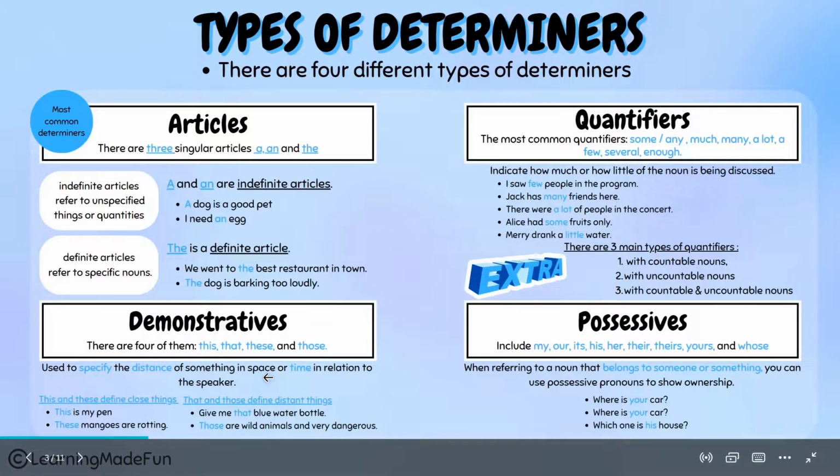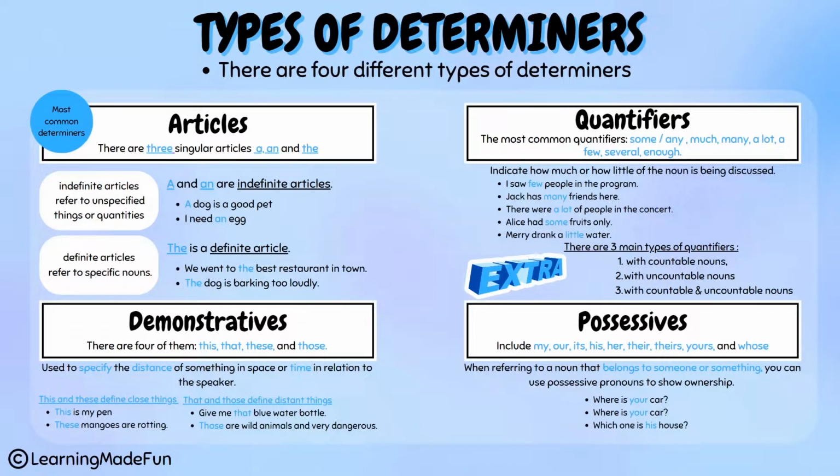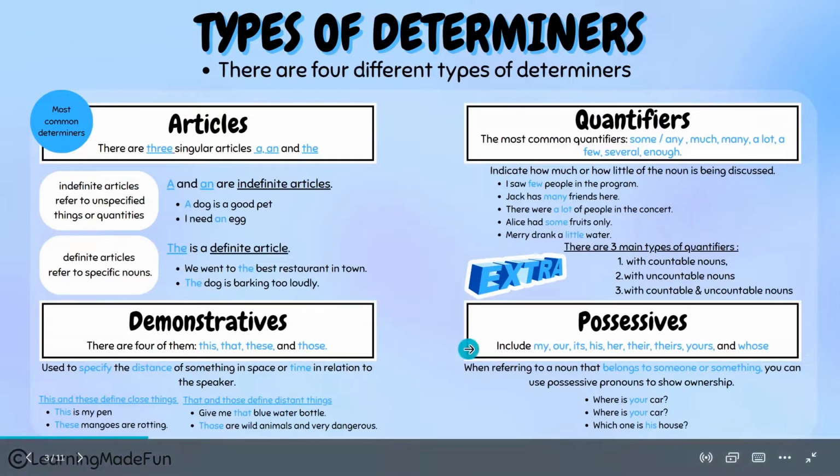If I had a blue water bottle that was located at the other side of the room, then I would use the word that. Give me that blue water bottle. Those are wild animals and very dangerous. So those is used for plural nouns. So animals, so the noun wild animals, it's plural.